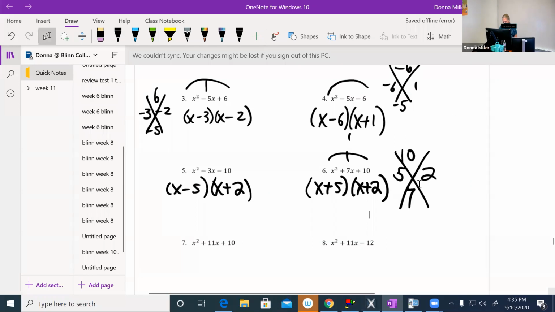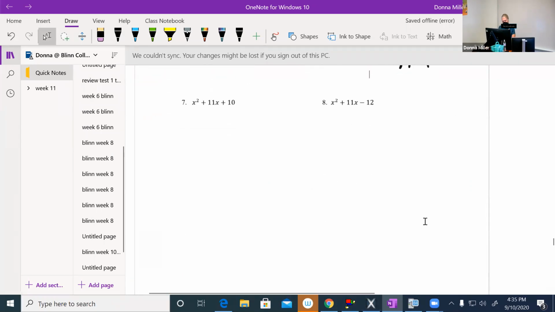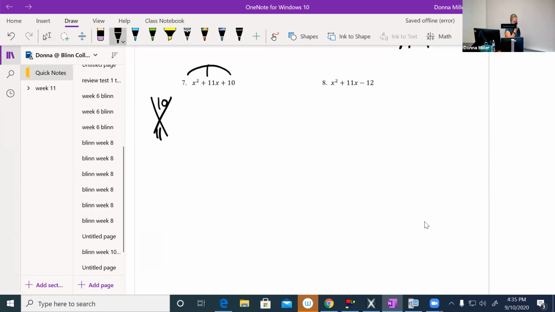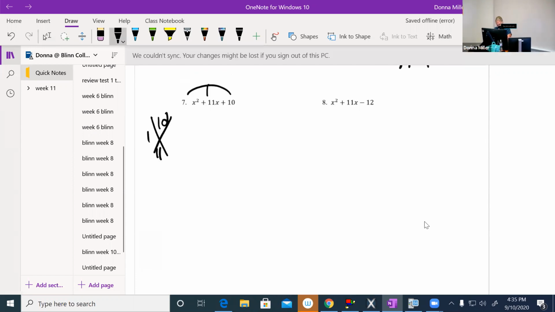Here's the one that everybody forgets. Let's see if you guys remember it. Factors of 10 that add to 11. All right, good. It was too good. Don't forget about 1, right? Because 1 is a factor of 10 as well. 1 plus 10 is 11. So these are the factors. x plus 10, x plus 1. Okay.